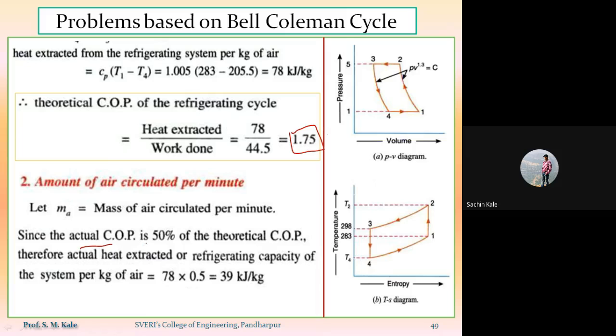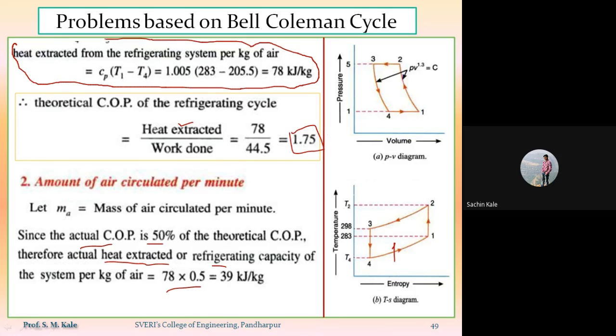So as actual COP is 50% of theoretical COP, that means the actual heat absorbed by the refrigerator will be equal to 50% of the theoretical amount of heat absorbed. Whatever value we have calculated here, 78, is nothing but the theoretical heat absorption during the process 4-1.